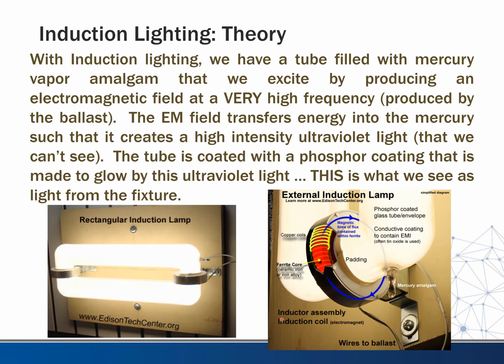So here you see one of these types of fixtures. If we take a closer look at the end, there's no anode or cathode here. We just have this ring, which takes advantage of Maxwell's equations, Ampere's law, and Faraday's law, and then it excites an EM field in here. That's what excites the mercury amalgam.